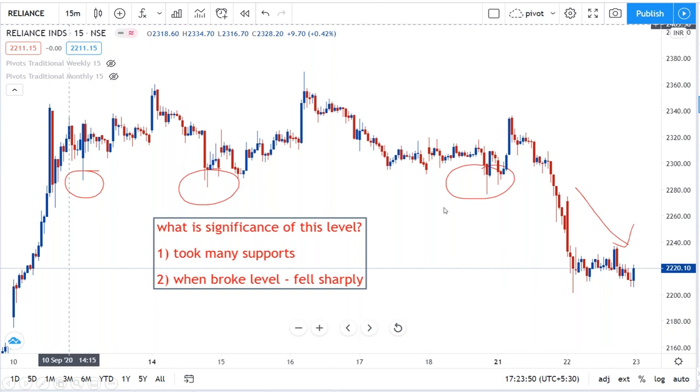Obviously, this is a rectangle, but I'm not talking about the rectangle. I'm talking about a level. This low, the low mark, there is some significance of this level. It took too many supports at this level. Now, why? What is the reason?